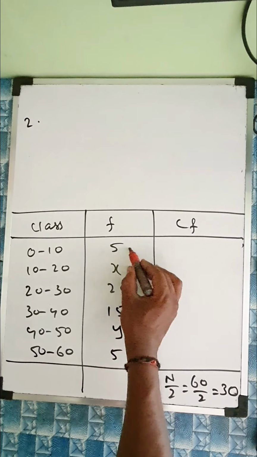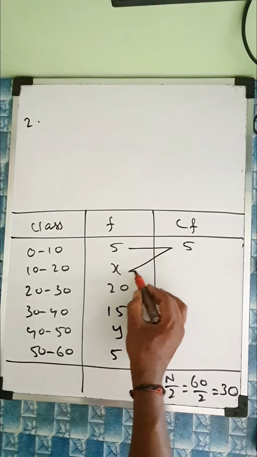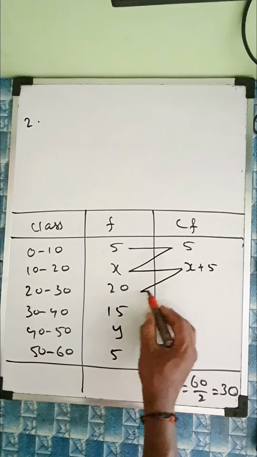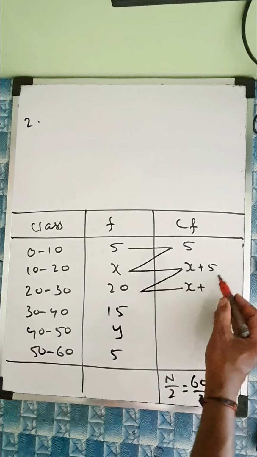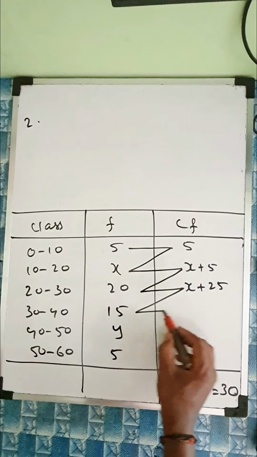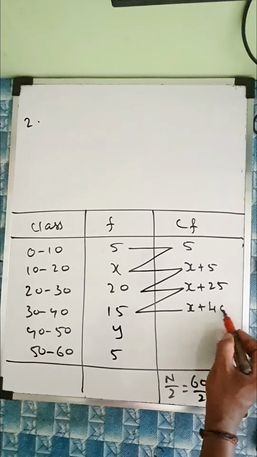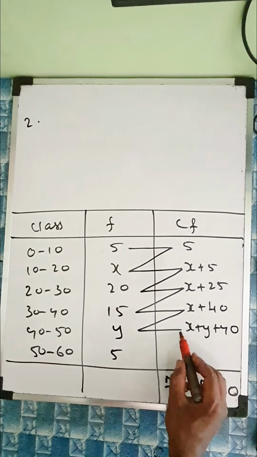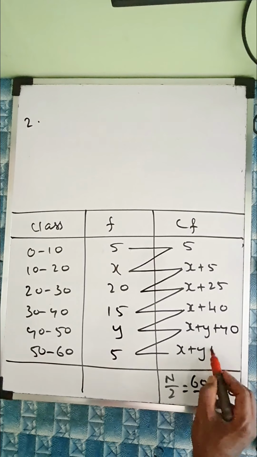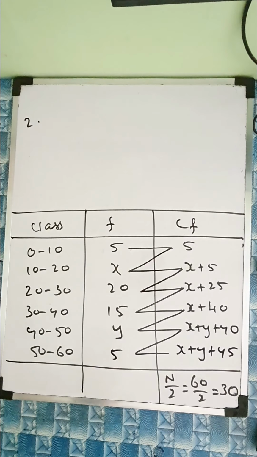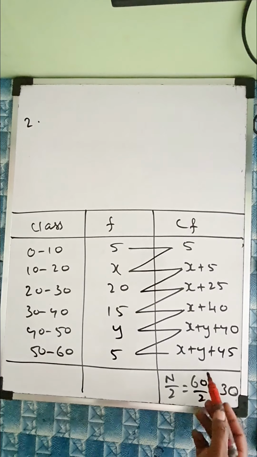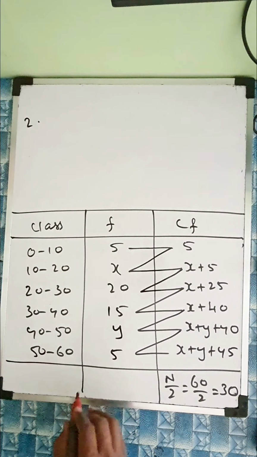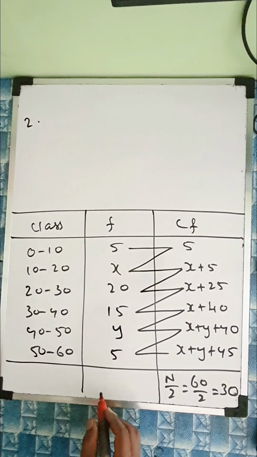And for CF we'll write 5 here. Then 5 plus x, you can write 5 plus x, no problem. Again plus 20, so x plus 20 plus 5, 25, plus 15, so it will be x plus 40, plus y, so x plus y plus 40. Again the last one, x plus y plus 45. Now you can see straight away, we know x plus y plus 45 is the total given in the question, 60. The total should be 60.